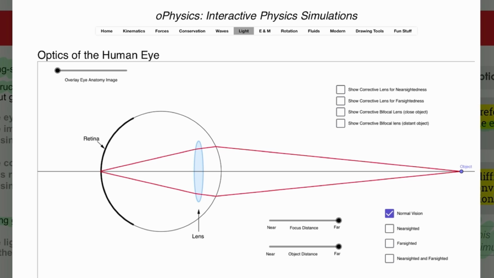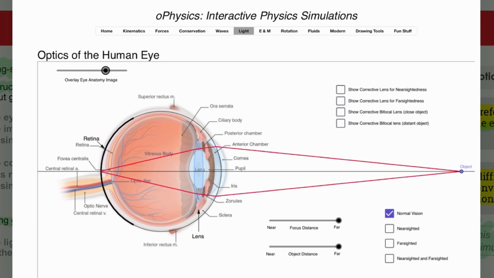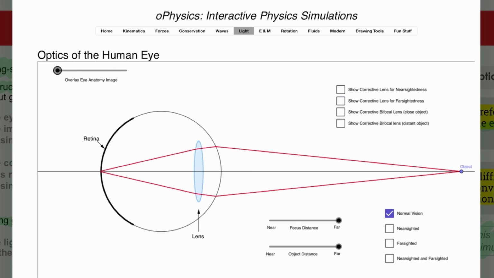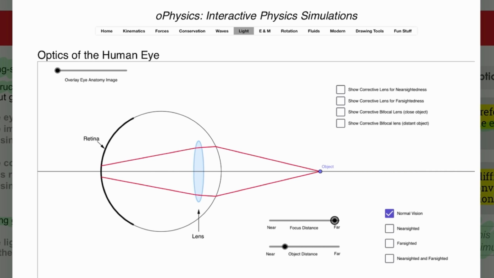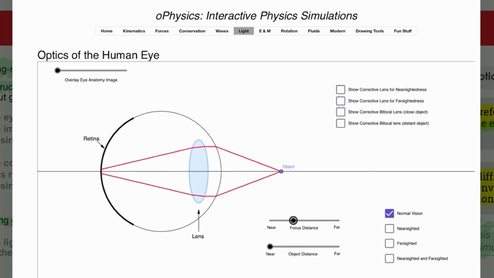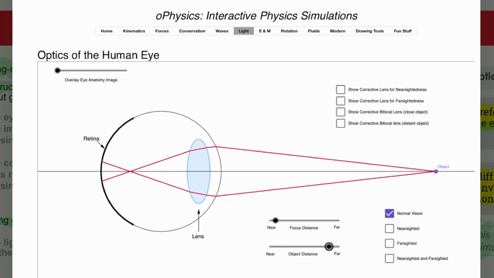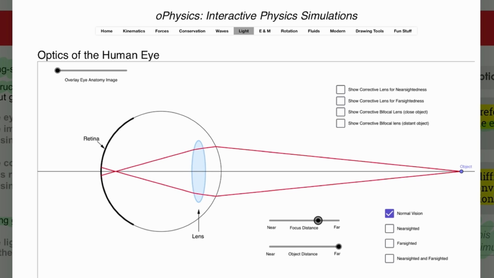You can see that it opens on normal vision, and you can also overlay an eye onto it so that learners can see what the different shapes are. So in the simplified version, you can see that for normal vision, the person is looking at an object far away. If that object moves closer to the lens, you have to change the shape of the lens for it to focus on the retina of the eye. So as an object moves closer, the lens has to become more convex to keep the light rays focused on the retina. As the object moves farther away from the eye, the lens changes shape, becomes less convex so that light rays fall on the retina.